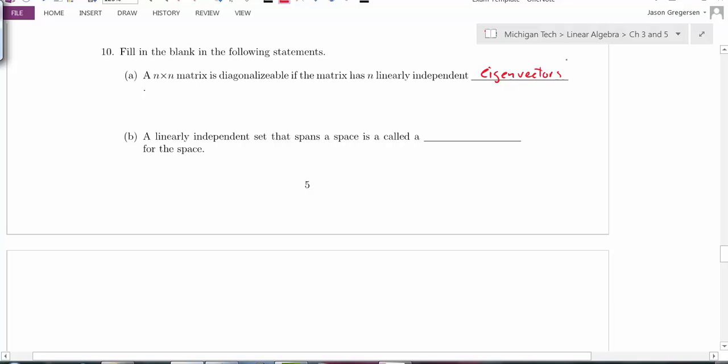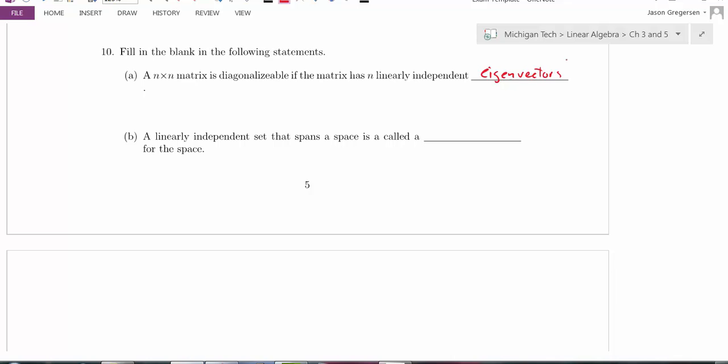If we have linearly independent eigenvectors, then we can diagonalize our matrix. Now we can certainly get that if we have n distinct eigenvalues, but we can get that in other cases as well. So the criteria here is we need to have enough linearly independent eigenvectors.